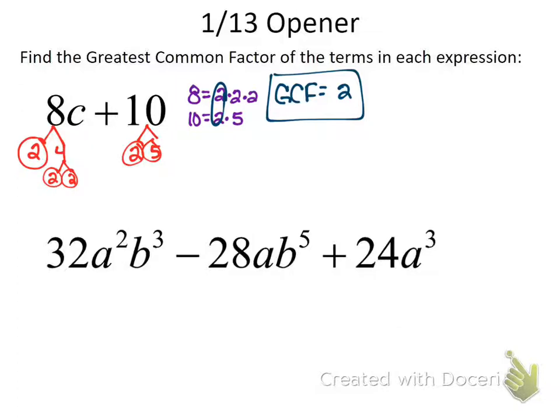So basically, we're doing the exact same thing from last week, but this time I put them up in an expression. Now, what makes this an expression? There's no equal sign. That's right, no equal sign. Okay, so this time I need to find the greatest common factor for how many terms? 3. So we're going to follow the same steps. Let's see, Logan, what are my factors of 32? What two numbers can I multiply together to get 32?